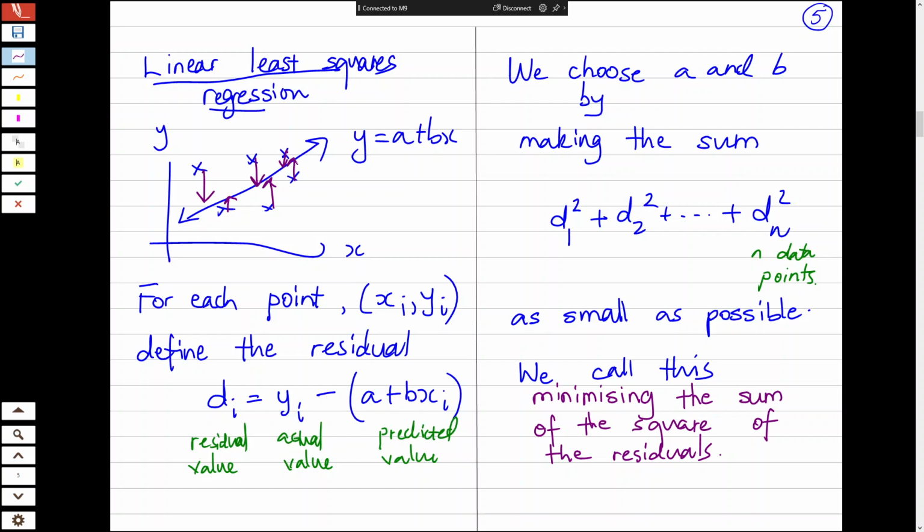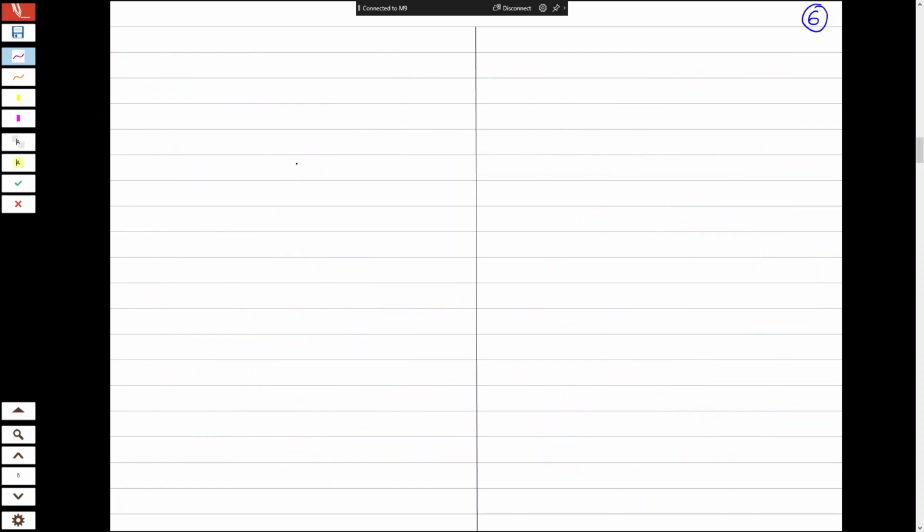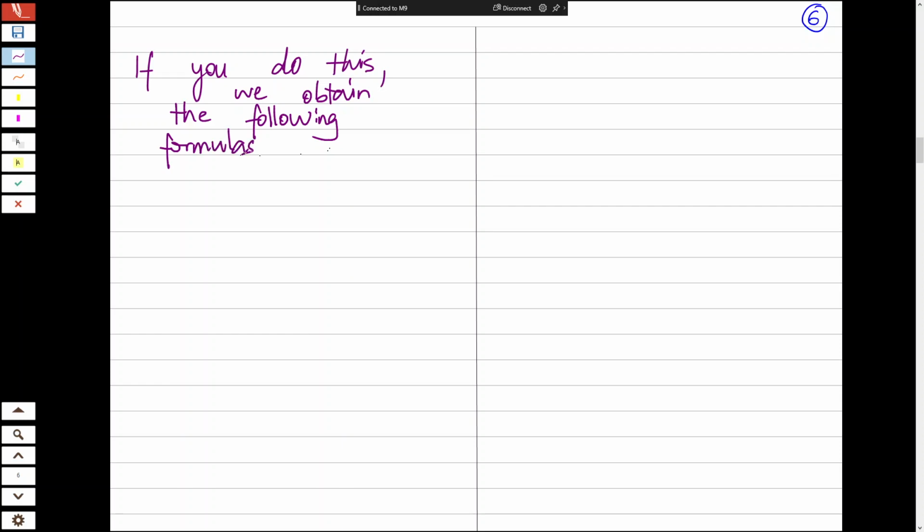We'll do an example of that, Tom. Okay, so here's the punchline. If you do all that, we obtain the following formulas. Here are the formulas for A and B. These are given on the formula sheet at the end of the year. You are expected to know them, but most of the time, you will just use a CAS calculator to get them. But here are the formulas.